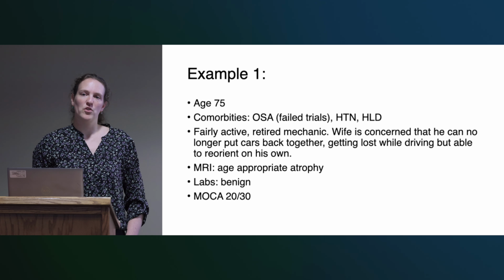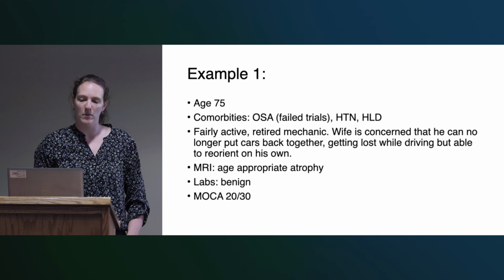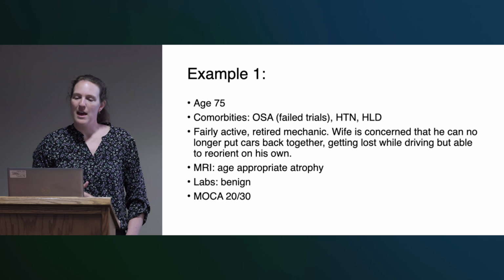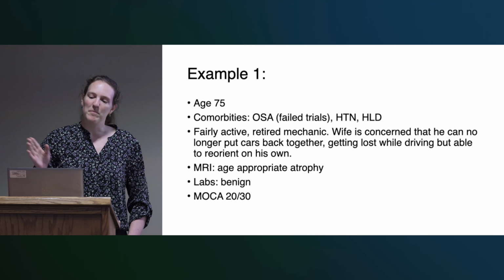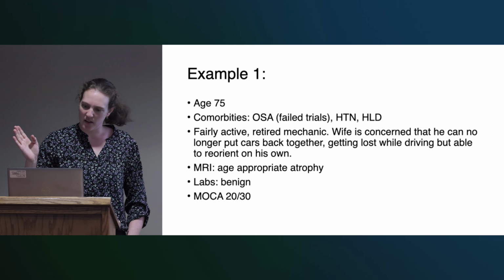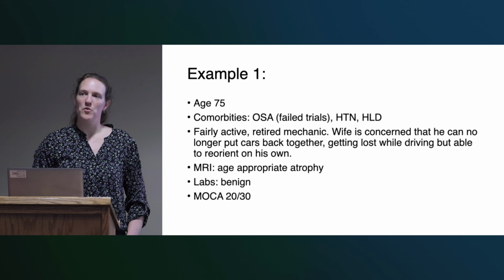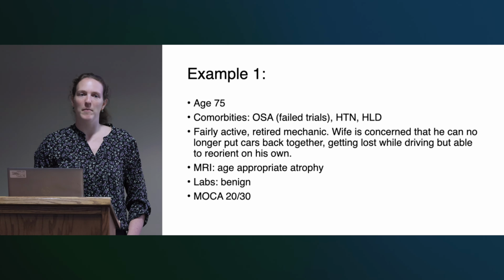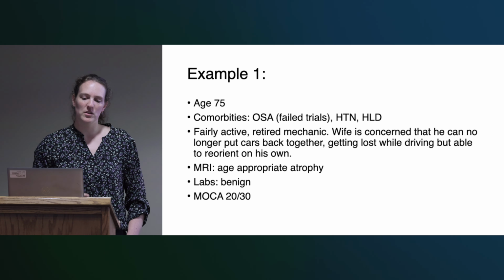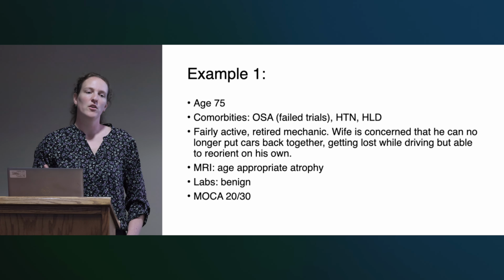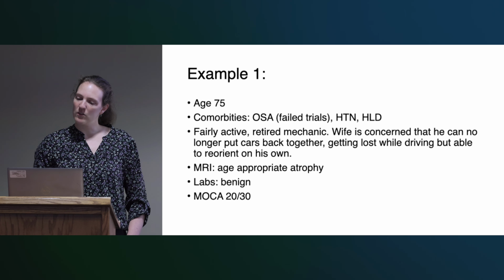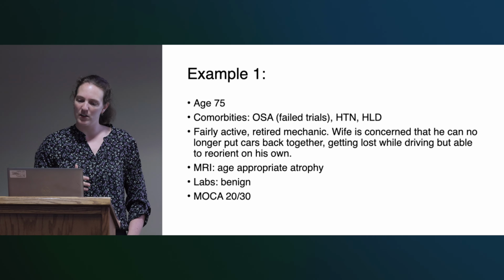So I got a couple examples to try and make this a little bit clearer. We got a gentleman, he's 75 years old. He has known sleep apnea, but he failed multiple trials. He tried every mask on the market. He didn't want to do Inspire. He could not make it work. He's got high blood pressure. He's got cholesterol issues, fairly active, retired mechanic. Wife's worried because he took his car apart and couldn't put it back together. Getting lost while driving, but he's able to kind of get back on his own.